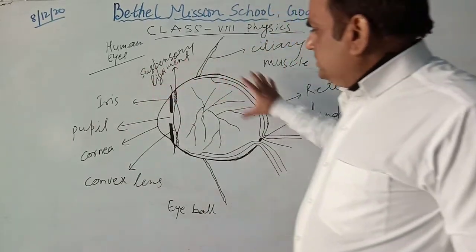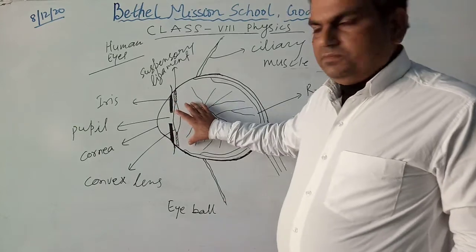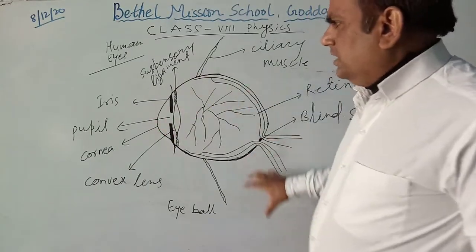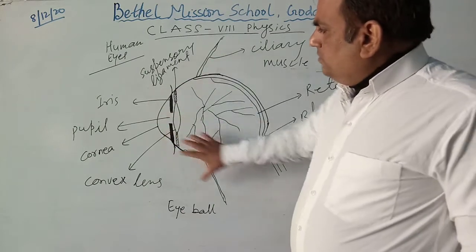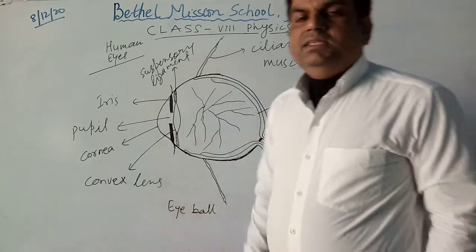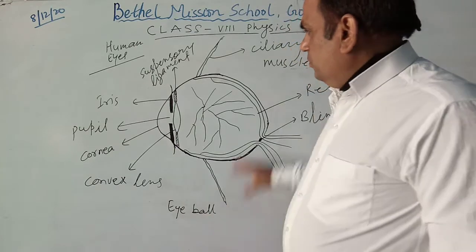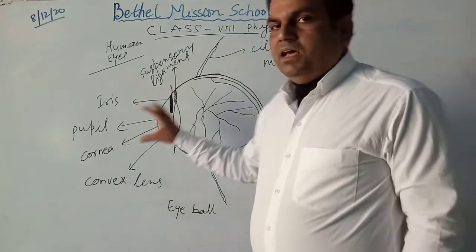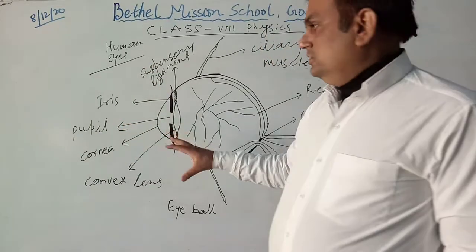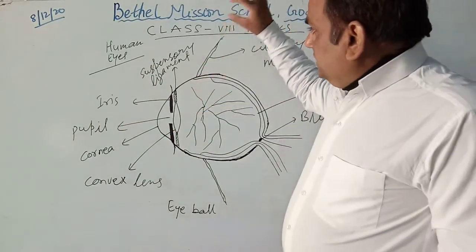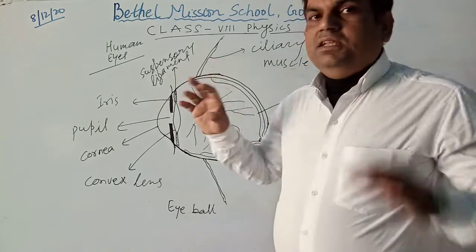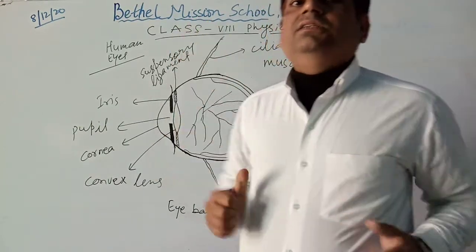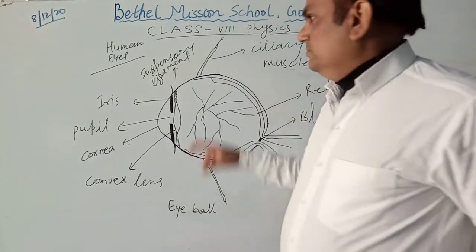So here is a diagram of the eye, and there are several parts of the eye. The whole eye is known as the eyeball. And there are some important parts of our eye. There are the ciliary muscles. Ciliary muscles means through which our eye is held in the proper place.